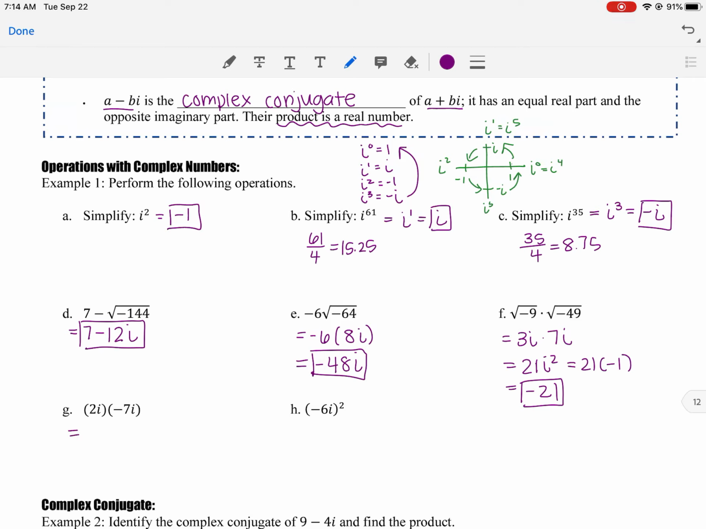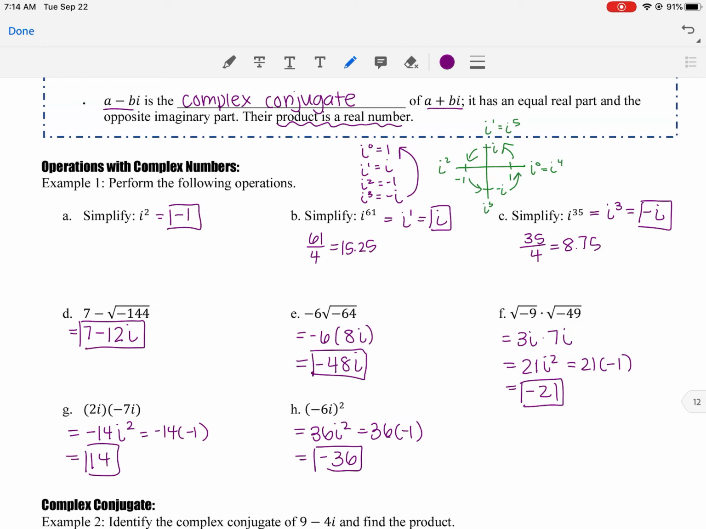Okay. Next, 2 times -7 is -14. i times i is i squared. So we get -14 times the -1. We do end up with +14. Last but not least, we've got a -6 i squared. -6 squared is 36. i squared is just i squared as a -1. So we get 36 times the -1. We end up with -36. In general, when you are simplifying these, you should never have a power higher than i to the first, right?